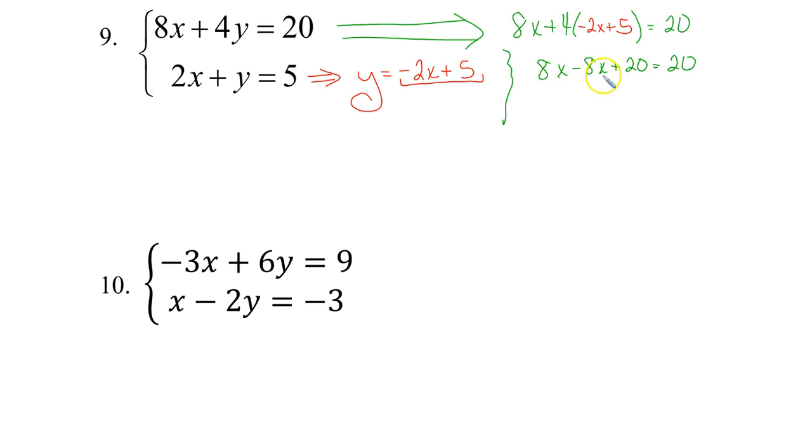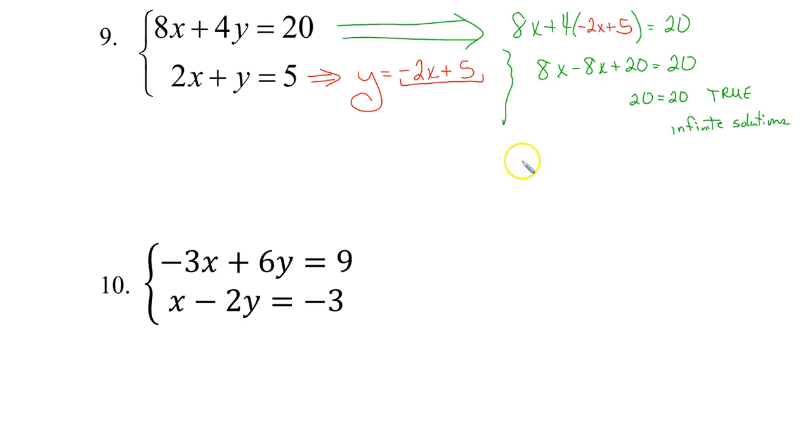8x minus 8x goes away. We have no variables left. But we do have a statement that says 20 is equal to 20. Now this is a statement which is true all of the time. And so this means that we have infinite solutions, and we need to talk about writing the general solution. There'll only be one choice in the multiple choice that says infinite solutions, so that won't be too bad. So let's talk about what that general solution looks like.